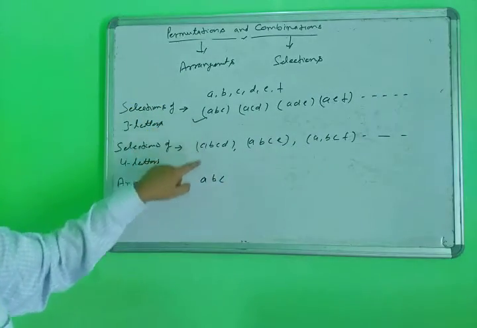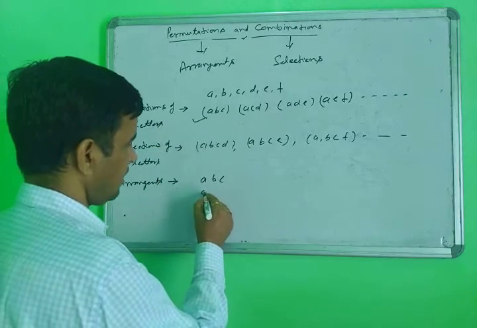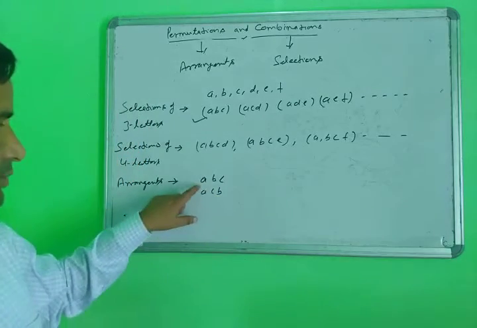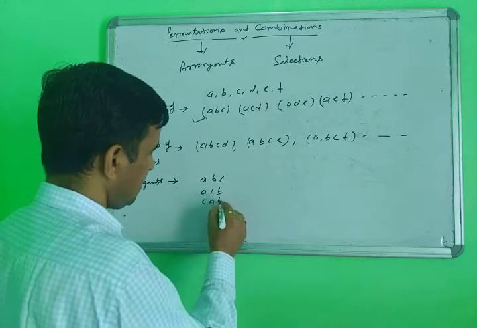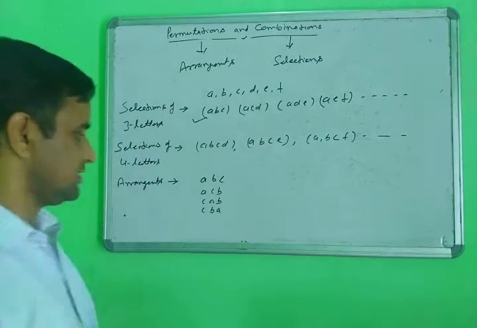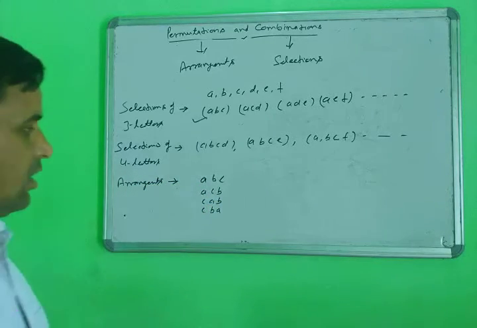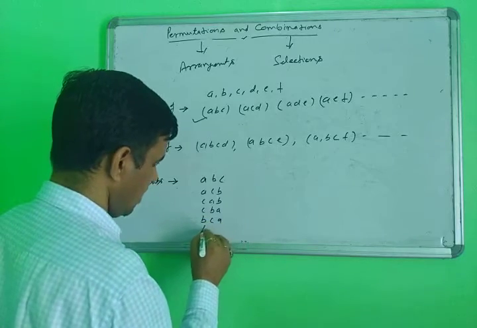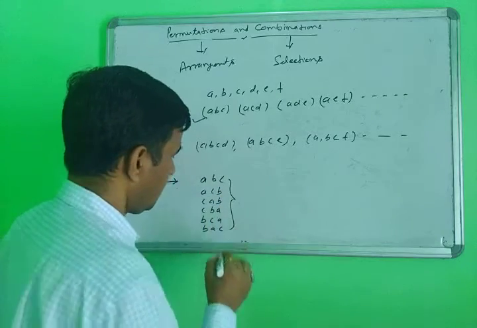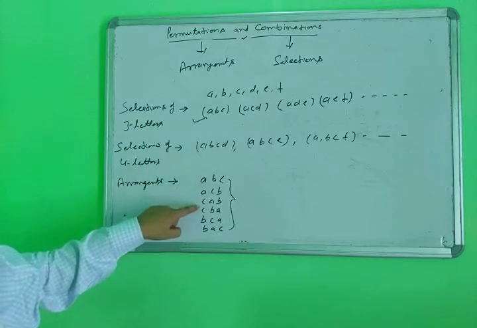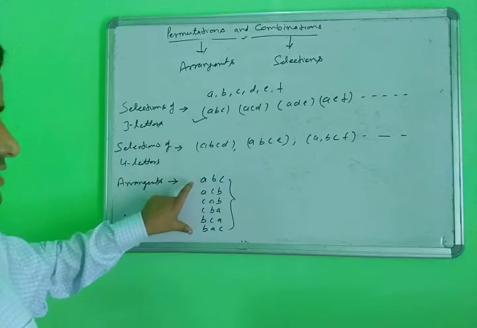So for the first example I take the first selection A, B, C. How many arrangements of this selection? A, B, C; A, C, B; next C, A, B or C, B, A; next B, C, A or B, A, C. So how many here? 1, 2, 3, 4, 5, 6. So there are 6 arrangements of this selection.